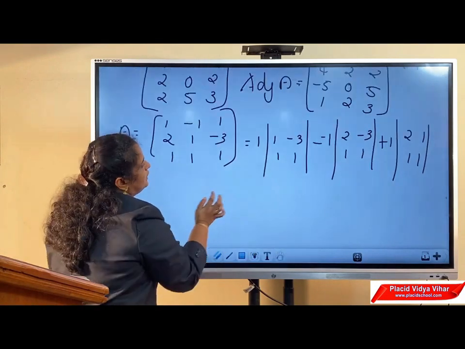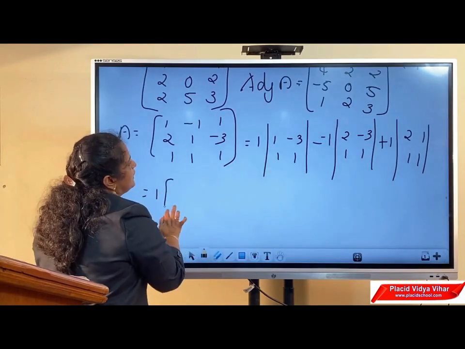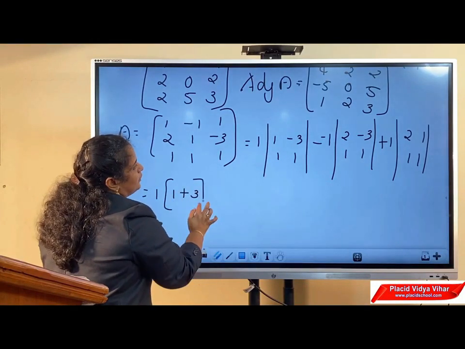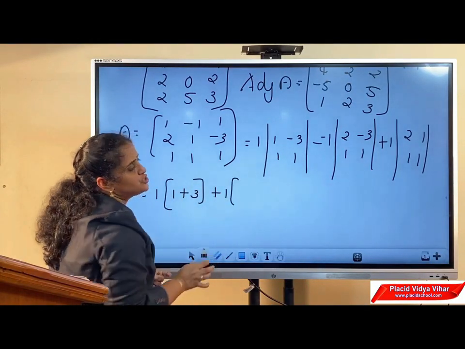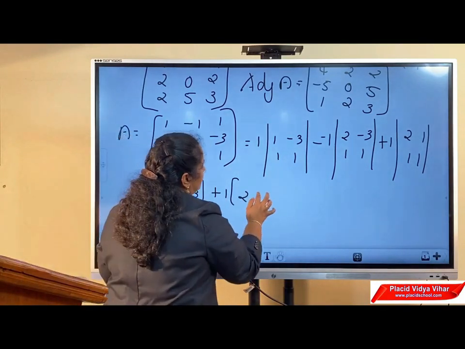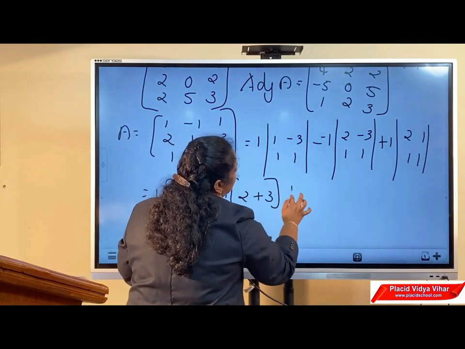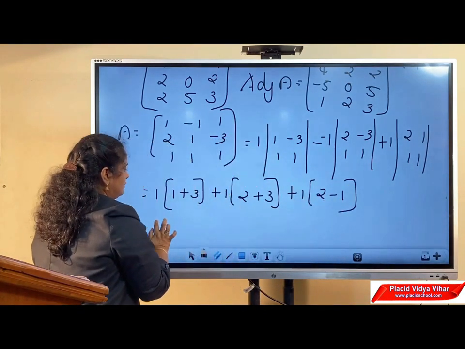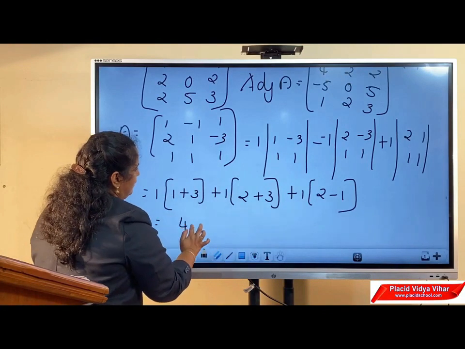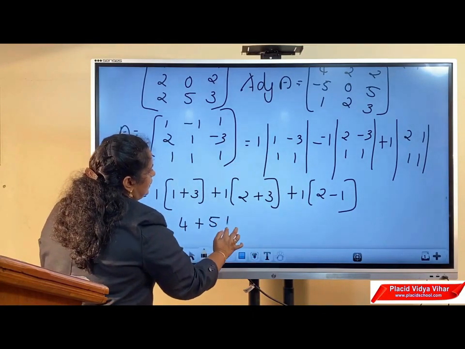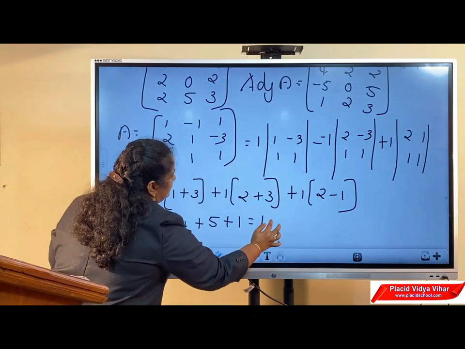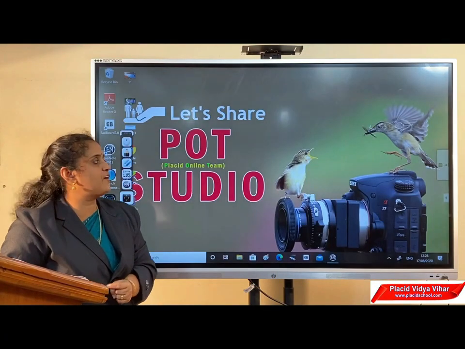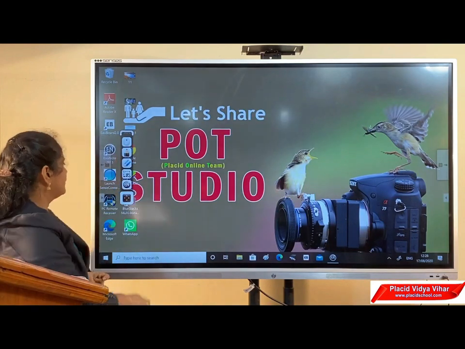That is 1 into cross multiply 1 minus minus 3, that is 1 plus 3, plus 1 into 2 minus minus 3, that is 2 plus 3, plus 1 into 2 minus 1. Then we can find the value. That is 4 plus 5 plus 1. The value of this determinant is 10. Then we can find A inverse.